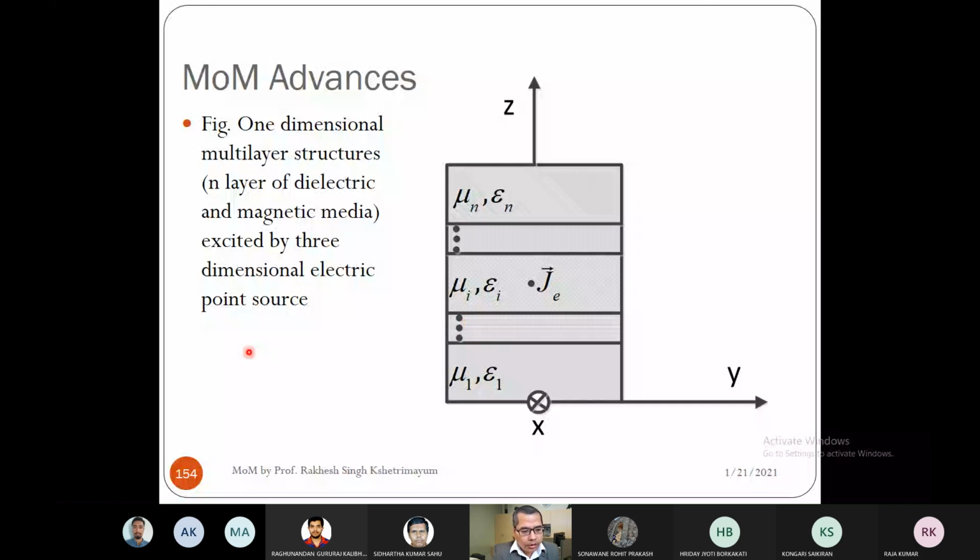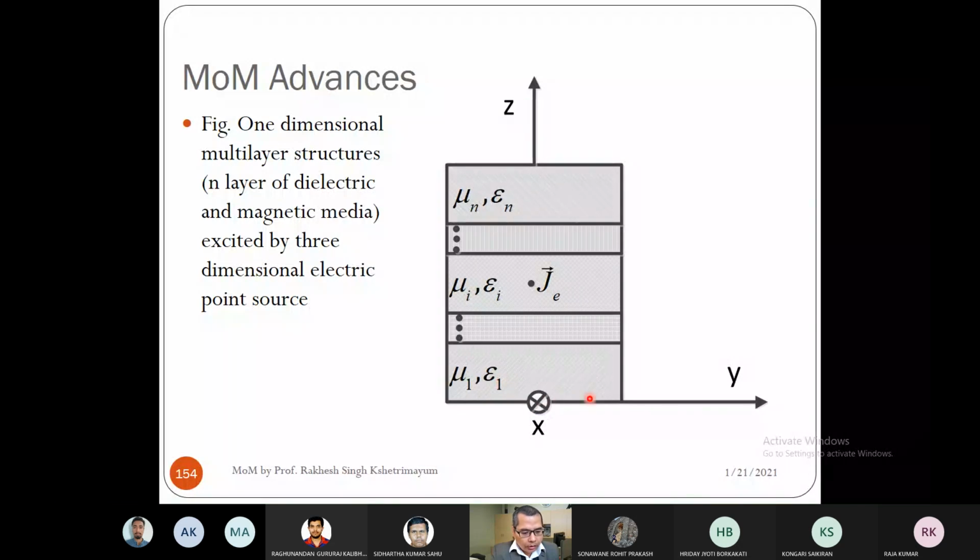We are considering any general one-dimensional multi-layer structure. Here you have n layers, layer 1, 2, 3 up to layer n, which are stacked along the z-axis. So this is the z-axis, this is the y-axis, and this is the x-axis, which is shown here with the cross. That means the x-axis is going into the surface of your screen, computer screen. Okay, so this is the multi-layered structure. You have n layers. Every layer will have different material parameters.